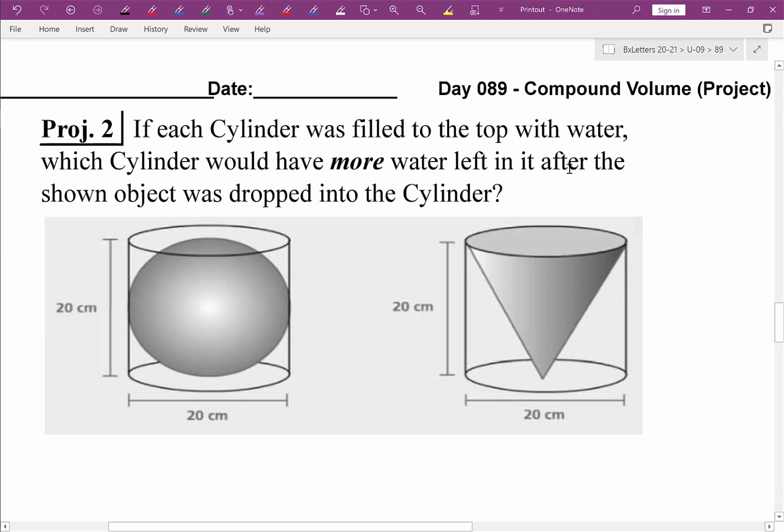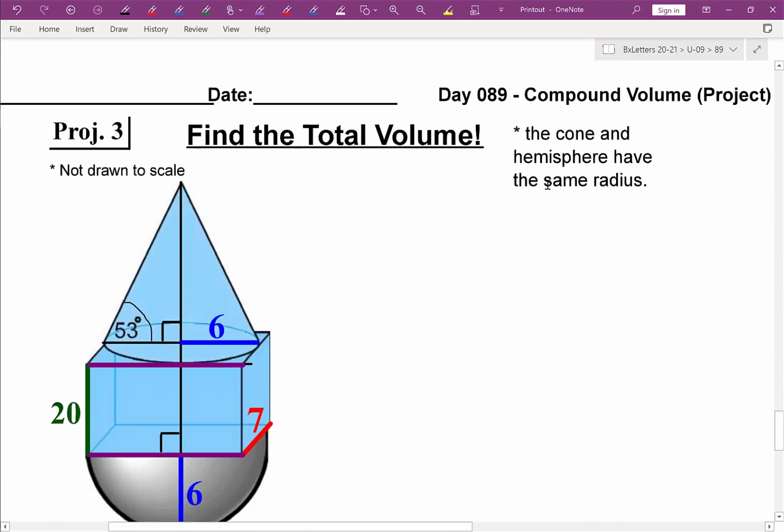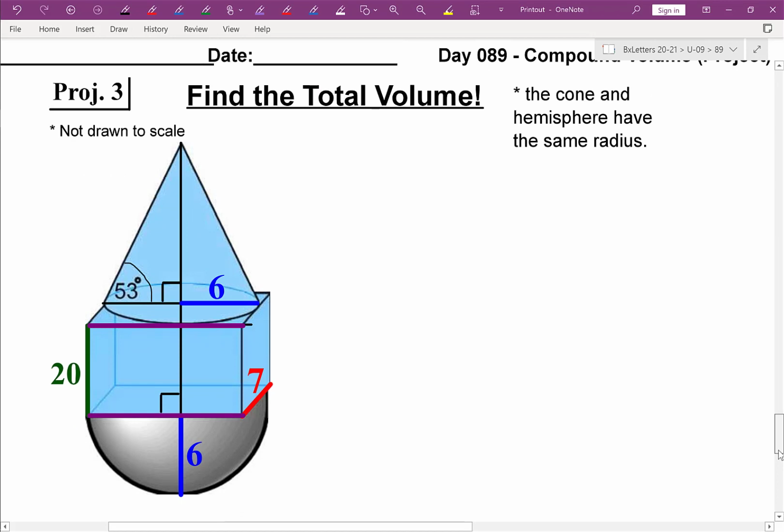Number 2, where an object is placed into equal cylinders, and we want to know which one will have more water left in it, meaning displaces less water. And then the third project, which is kind of like a mishmash of everything. If you want a little bit of a challenge, this would be the one to pick.